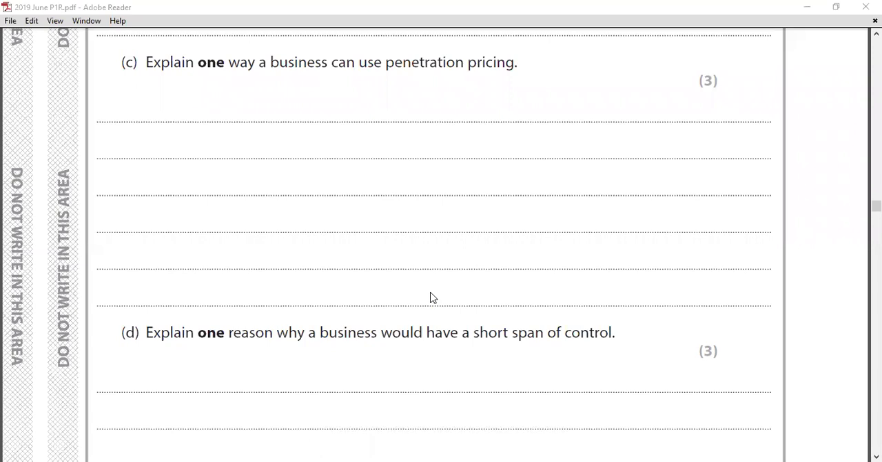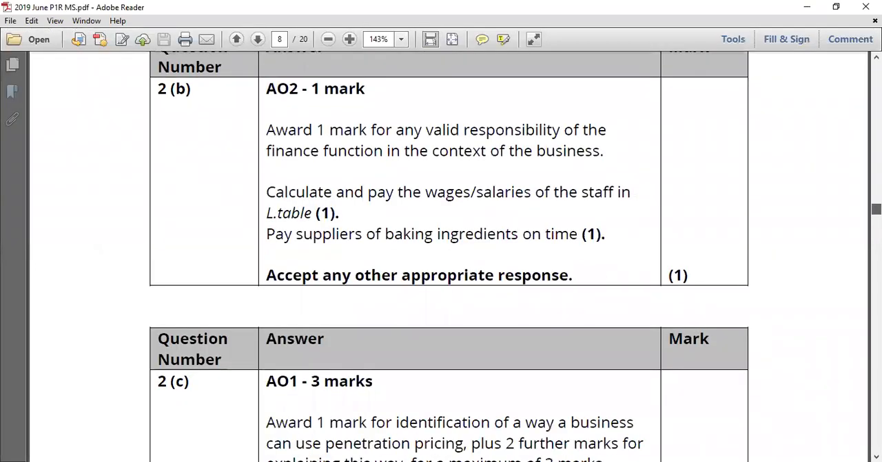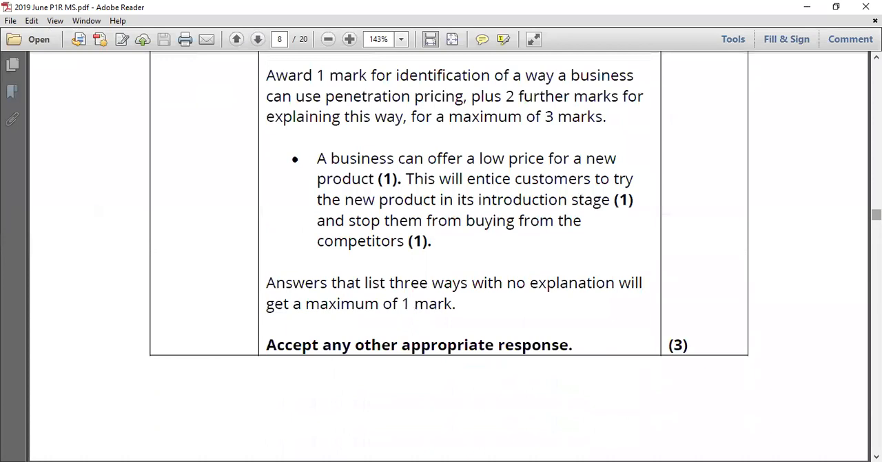Look at the marking scheme. No application, only the knowledge part is expected. Business can offer a low price for a new product. This will entice or encourage customers to try the new product in its introduction stage and stop them from buying from the competitors. That's how you have to write three sentences. As a result of entering with low prices for a new product, this will encourage customers to try the new product at their introduction stage and stop them from buying from their competitors.